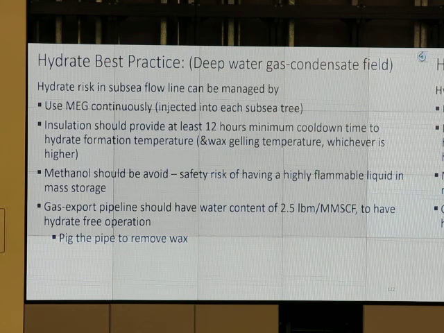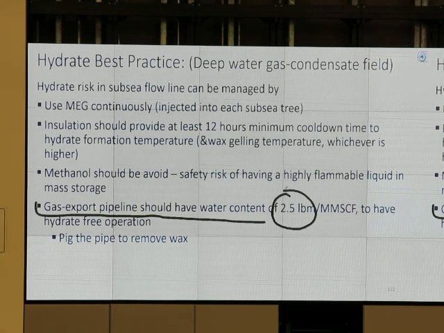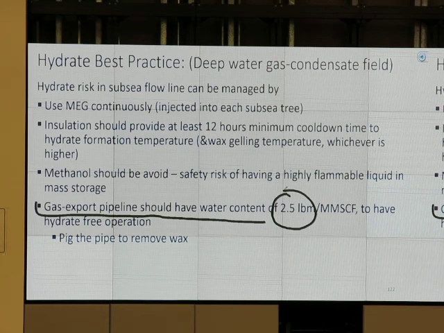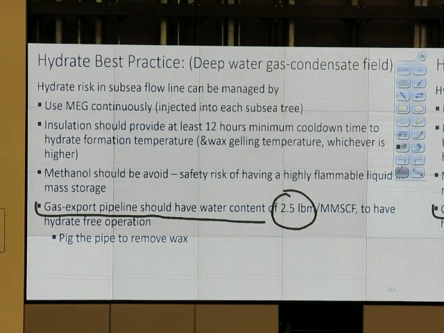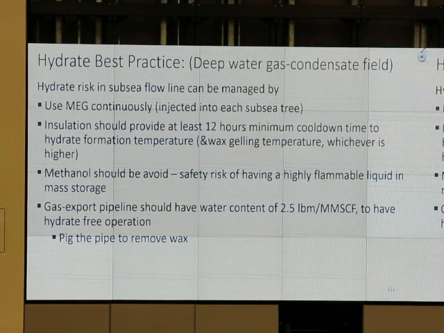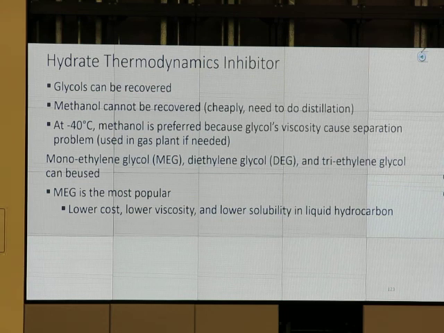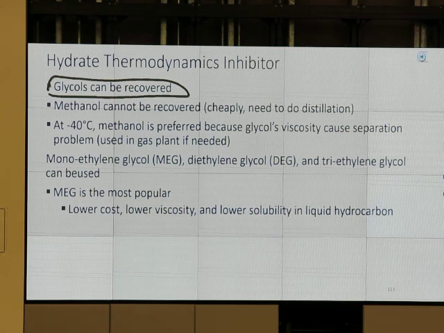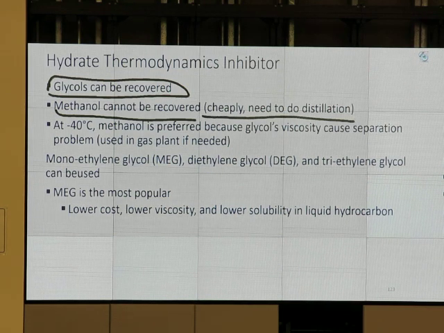Gas export pipeline should have a water content of less than 7 pounds per million standard cubic feet, right? To have hydrate-free operation. So we may prevent hydrate by injecting a little monoethylene glycol, MEG. MEG glycol can be recovered later. We can recover glycol. Methanol cannot be recovered cheaply. We need to do distillation.